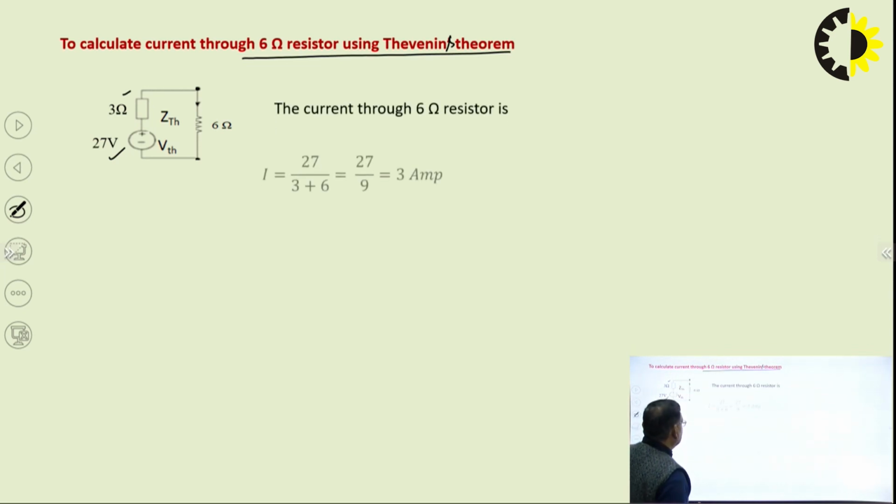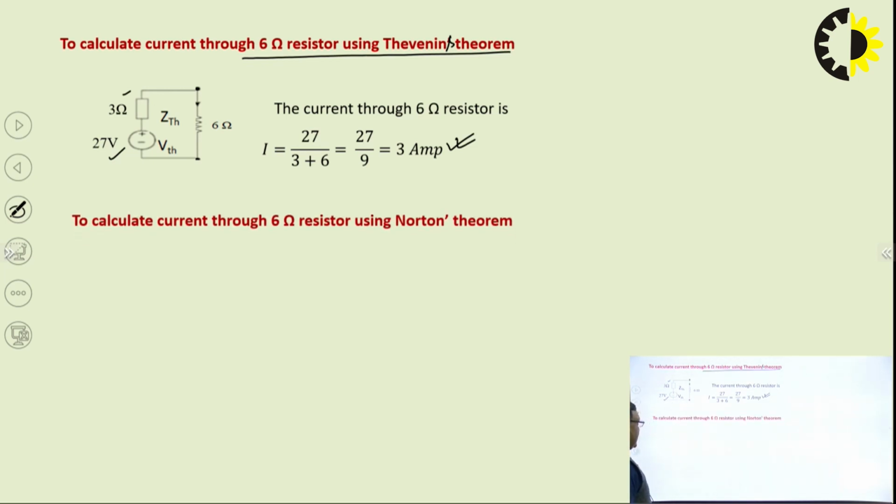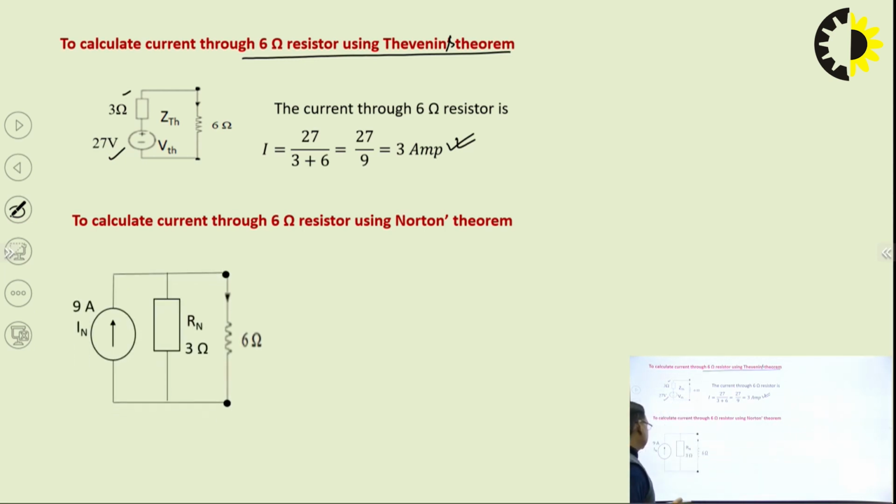Simple circuit. I is equal to 27 divided by this. Simple Ohm's law. And if you are going to apply Norton's theorem, you have to draw the Norton's equivalent. So this is the Norton equivalent, 9 ampere. This is your RN, 3 ohm. RN and ZTH both are the same.